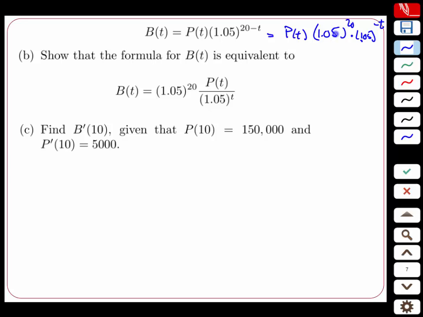Because we know if we have two bases that are the same, we would add the exponents and we'd have 20 minus t. That's what we have. And if we want to, that negative t power can be brought to a denominator, so we could rewrite b of t like this. Let's try that.